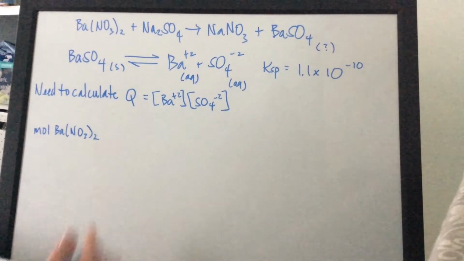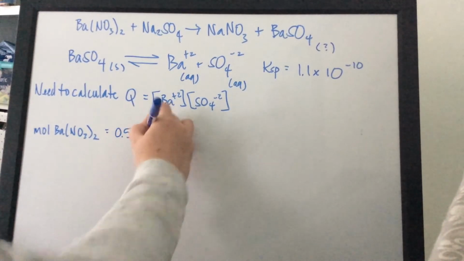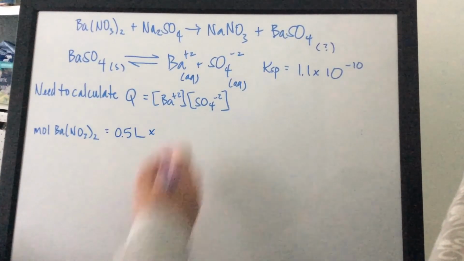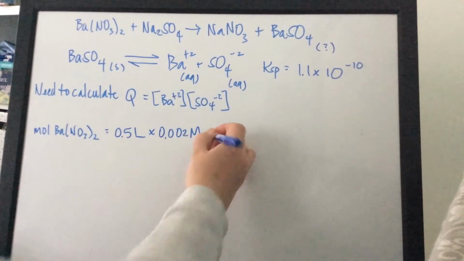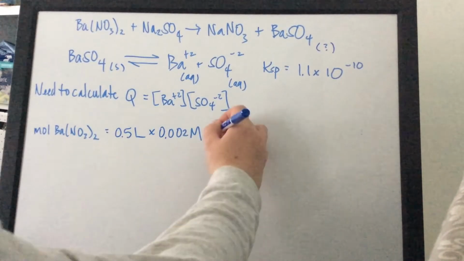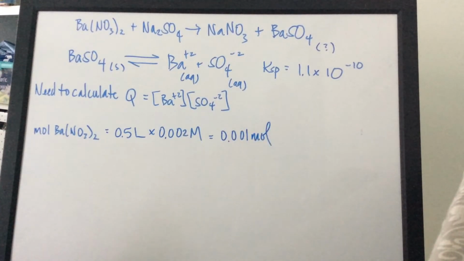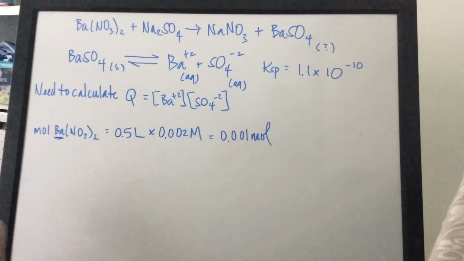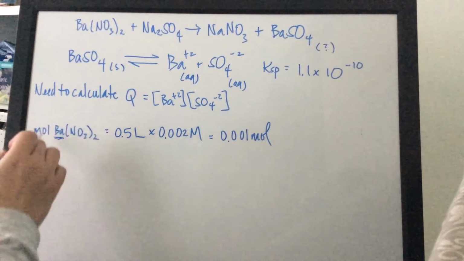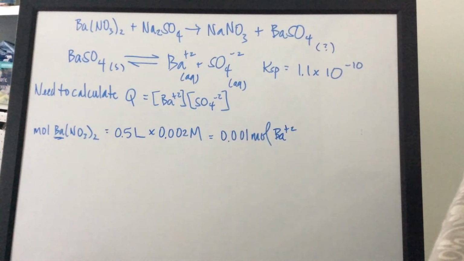Okay, there it is. So I had 0.5 liters of the barium nitrate, and it was 0.002 molar. Okay, so I know, of course, taking my molarity times my liters, that if I multiply those together, I will get the moles of that compound. Now remember, it's not really the moles of the compound that I'm interested in. I'm really interested in the moles of the barium, but that's a 1-to-1 ratio, right? 1 mole of the whole thing gives me 1 mole of barium. So I'm going to go ahead and label this as those are my moles of barium plus 2.